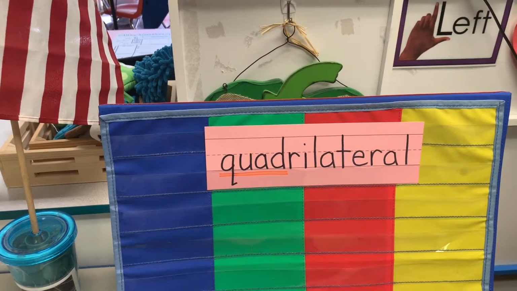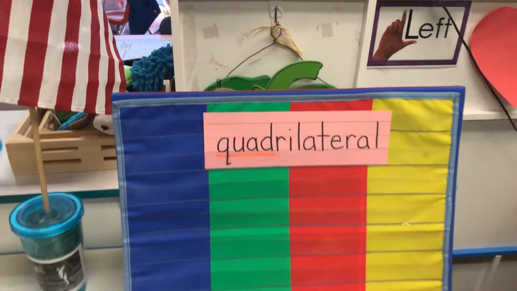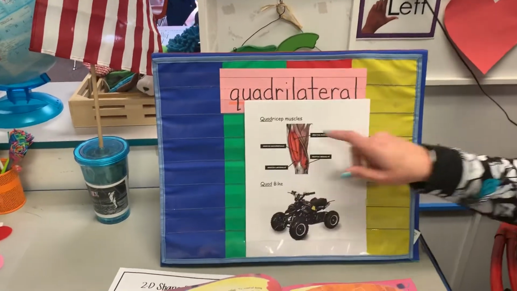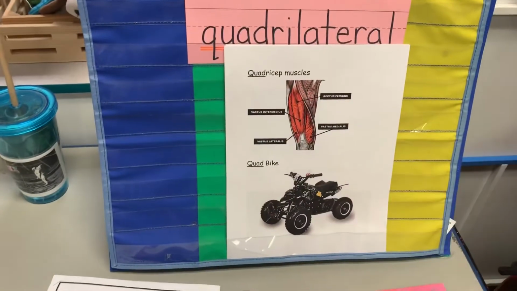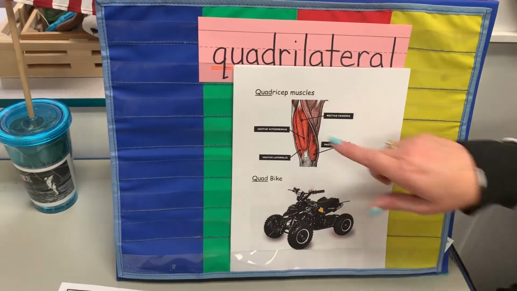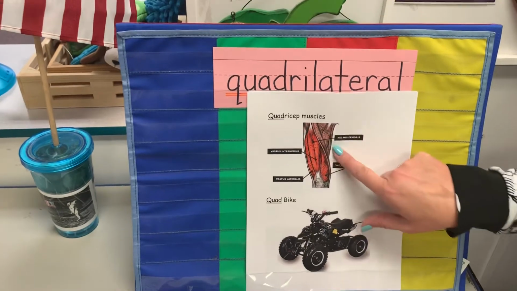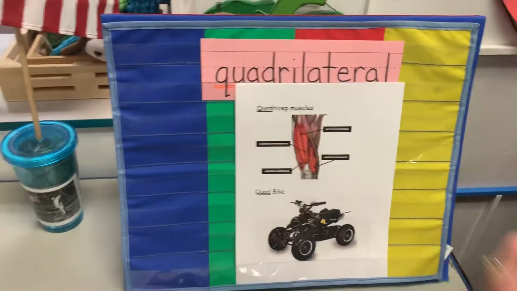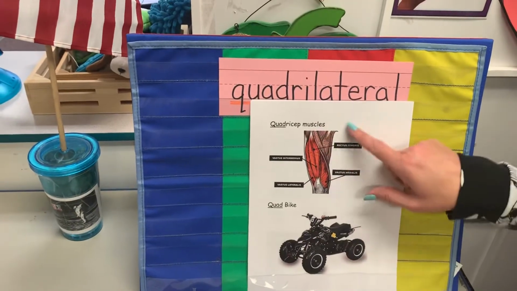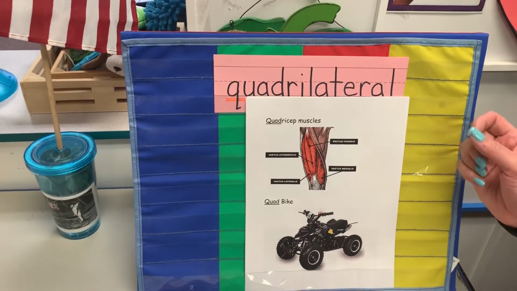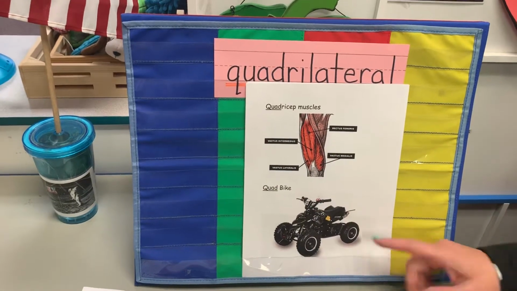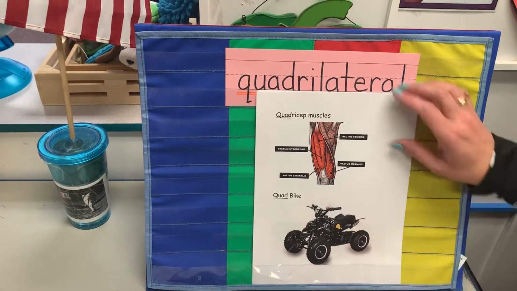So I wanted to show you some other things that also mean four. So we have our quadricep muscles. There are four muscles from our knee to our hip. That's our quadricep muscles. I know it's hard to tell on this picture, but I couldn't find any other ones. And then there's a quad bike. It's called a quad because it has four wheels.